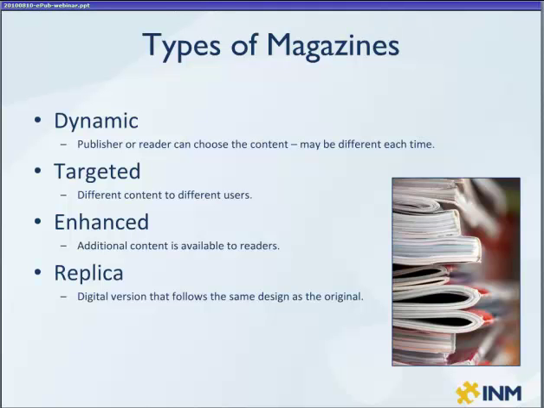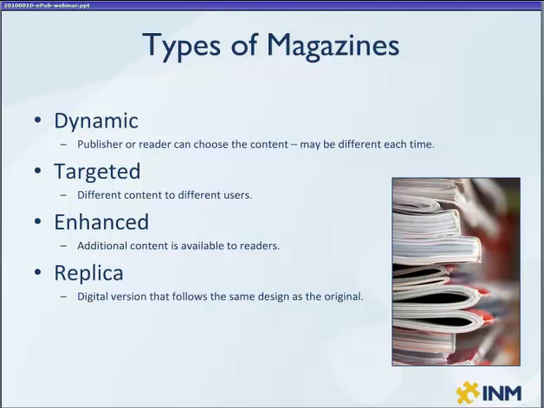And both of these formats can then be further divided. This title actually should say types of publications, not just types of magazines, if we're going to be clear here. They can be further divided into specific technological solutions. So if we're talking about the four different types that the BPA has brought forward, the first one that we're talking about is dynamic publications.